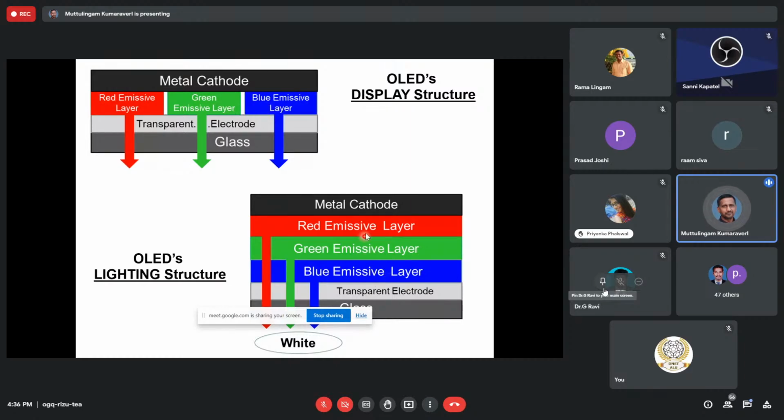And this is the simple structure for the lighting. In lighting, we can see there's a layer of red, green, blue we are using. Here we pixelize red, green, blue. That is the difference in the structures we use to make this OLED display and lighting.